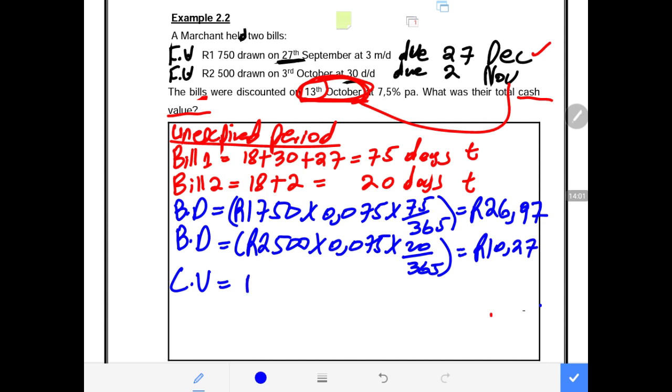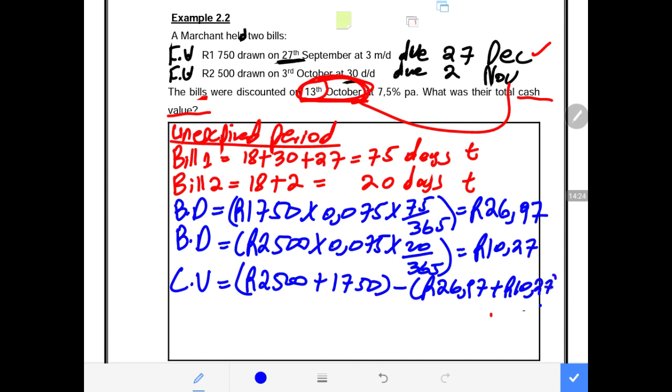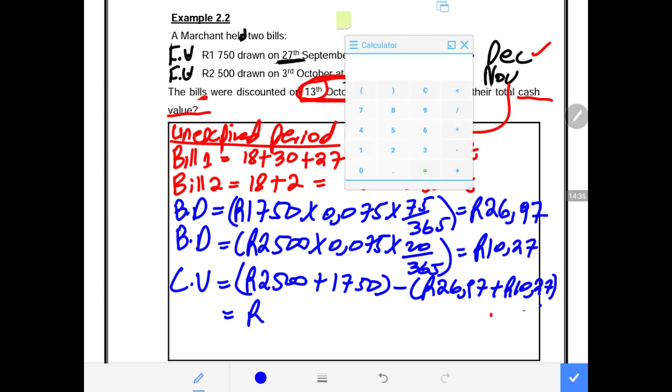The cash value will be 2,500 plus 1,750 minus the total interest of 26 rand 97 plus 10.27. So now we just have to separate the two, then see how much we get. Then let me add my bills.